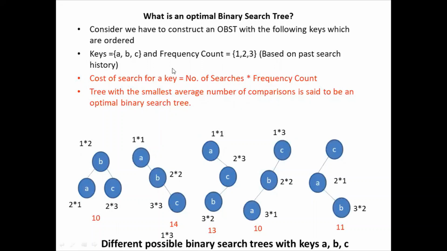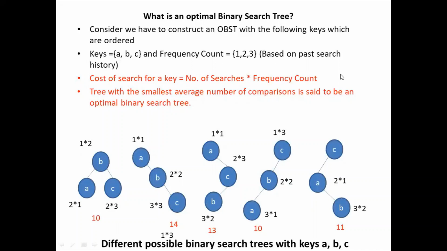Assume a very simple example given here. Consider that the keys to be implemented in the dictionary are A, B, C, a set of ordered keys, and its frequency count is given as 1, 2, and 3. What do we mean by this frequency count? Frequency count is nothing but the search probabilities of the keys A, B, C. Or it could also be defined as the number of accesses or the number of searches that has happened in the previous history for the element A, for the element B, or for the element C.